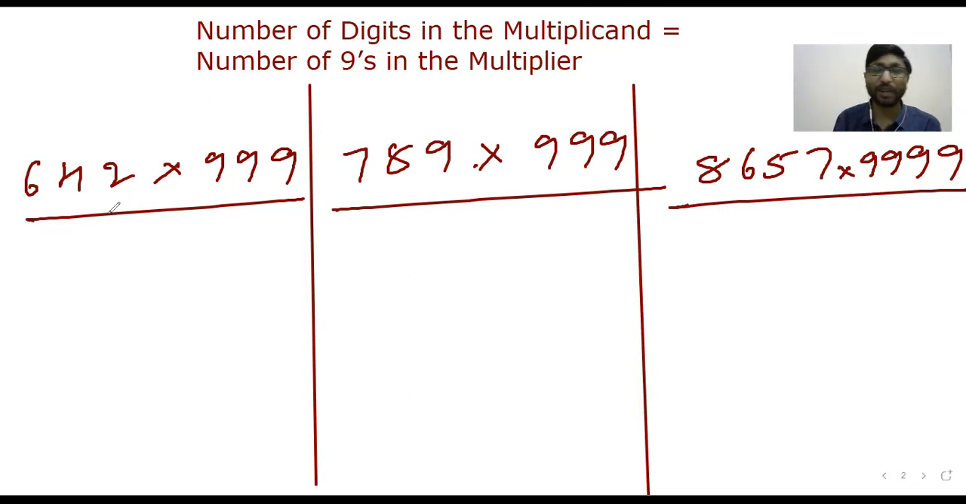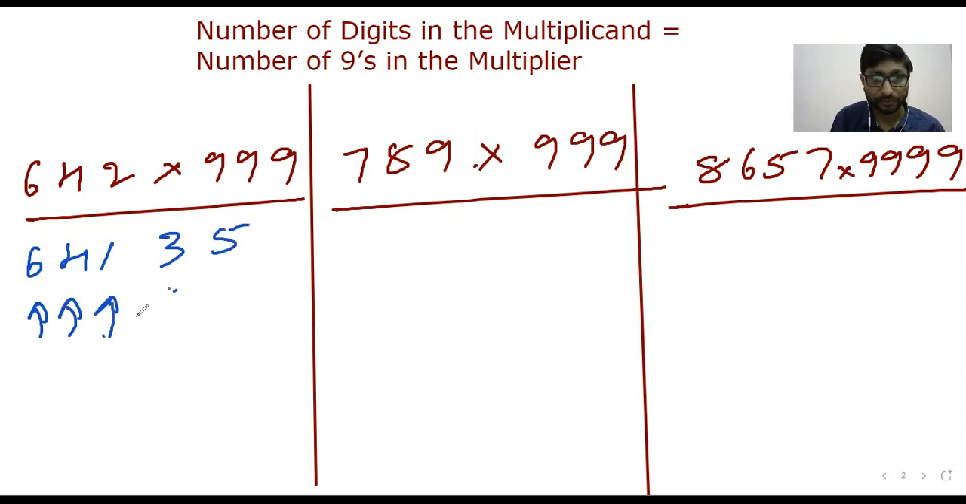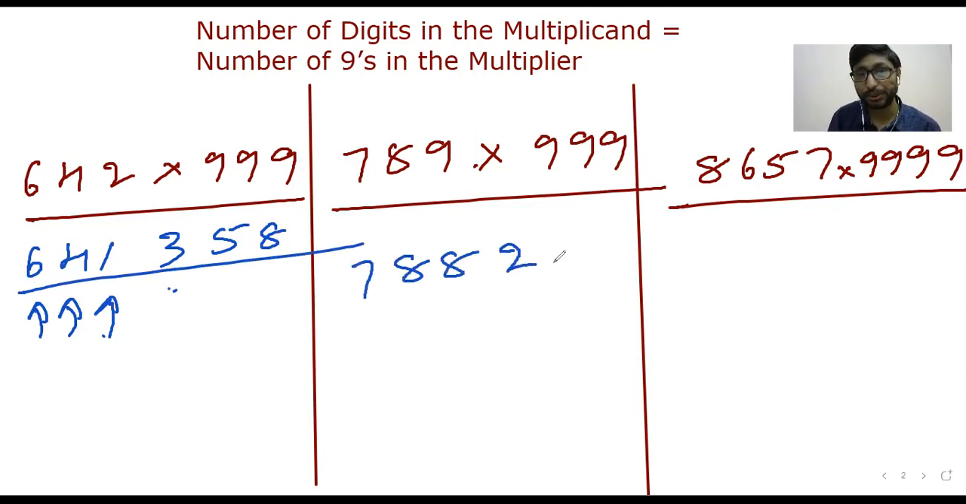See, look at here now. 642, subtract 1 from the multiplicand. 6, 4, 1. 9 minus 6, 3. 9 minus 4, 5. 9 minus 1, 8. 7, 8, 9. 7, 8, 8, 2, 1, 1. Because 9 minus 7, 2. 9 minus 8, 1. 9 minus 8, 1.